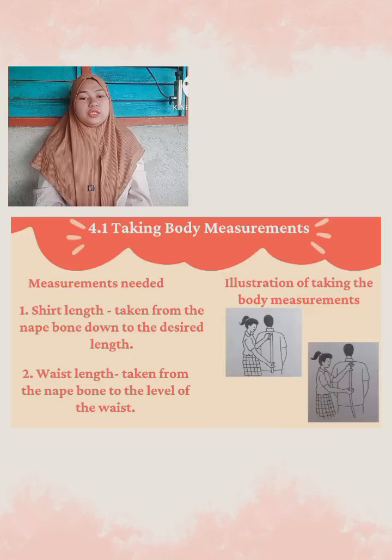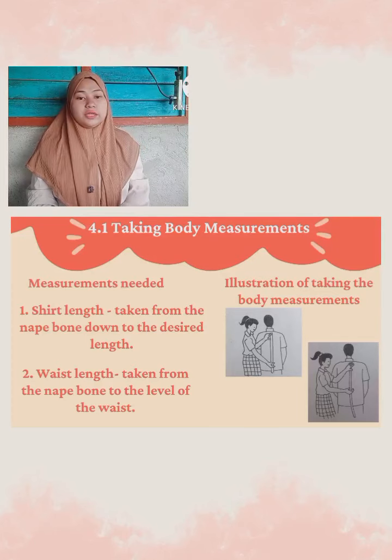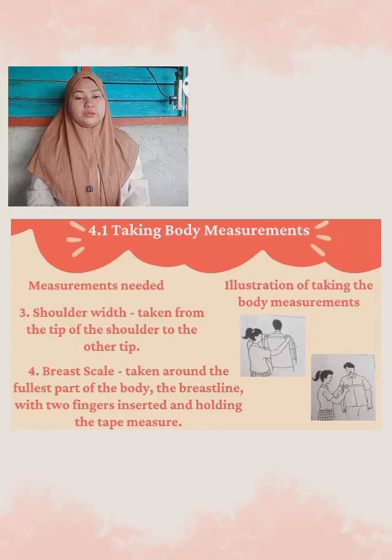So the measurements needed. What we need to measure is the shirt length, from the nape bone down to the desired length. Next is the waist length, taken from the nape bone to the level of the waist. This is intended for waist fitted garments. When you want that, then you measure only the waist. Then next is the shoulder scale, the shoulder width, which is taking the tip of the shoulder to the other tip.